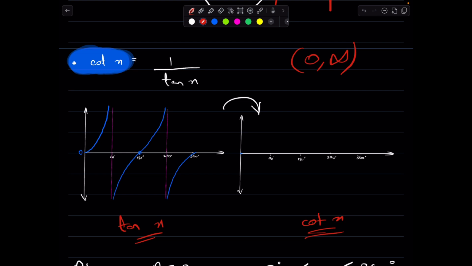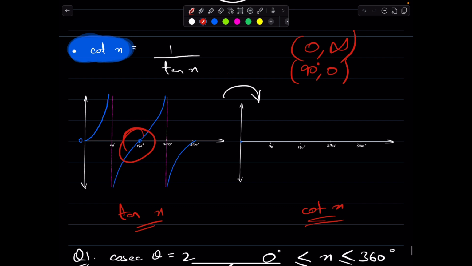And then we have 90. At 90, tan x is equals to infinity. So 1 over infinity is equals to 0, because it will obviously be a very small value which will nearly be 0. So we have 90 degrees and a 0. Then we have a 0 at 180 degrees, which will give us infinity yet again.